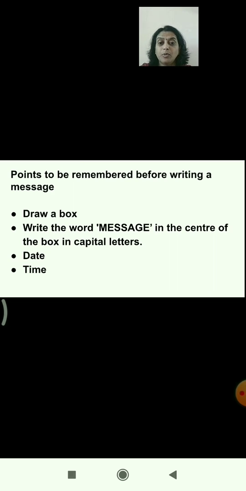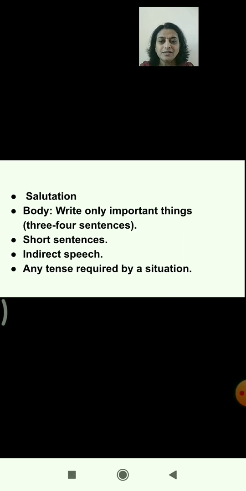Now keep in mind the points you have to remember. A box, then message in capital writing. You have to write the date, time, then the salutation, then the main body, right? You have to write only the important things in 3 to 4 sentences, and the sentences should be short. You can use indirect speech while writing, and you can use any tense. Hope you will keep these points in your mind. Now let's see the solved one.